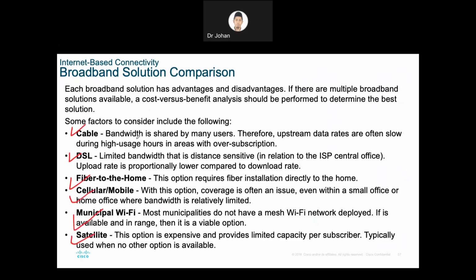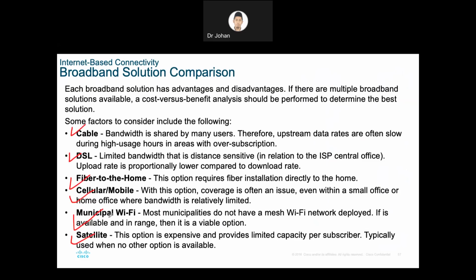For cable, actually, bandwidth is shared by many users. Therefore, upstream and downstream data rates are often slow during high usage hours in areas with oversubscription. And for DSL, limited bandwidth that is distance sensitive in relation to the ISP central office. Upload rate is proportionally lower compared to download rate. Fiber to the home requires fiber installation directly to the home. For cellular and mobile, coverage is often an issue, even within a small office or home office, where bandwidth is relatively limited.